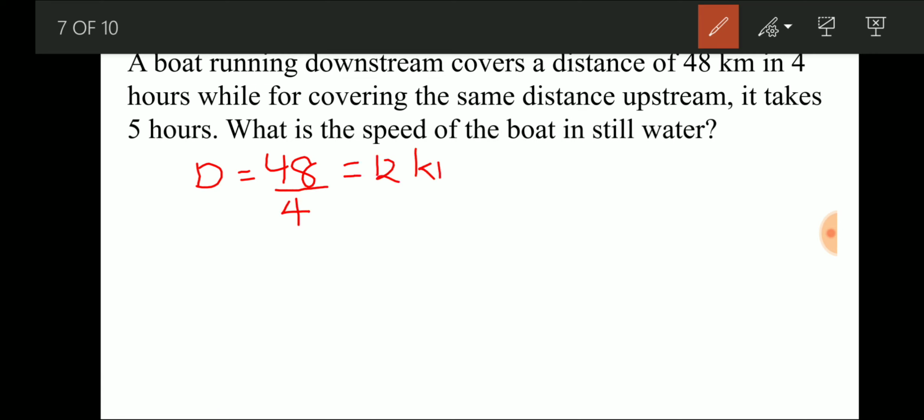12 kilometers per hour. It's downstream. So 12 kilometers per hour is going to be the downstream speed. So they're asking you the next question. It gives you the next question.